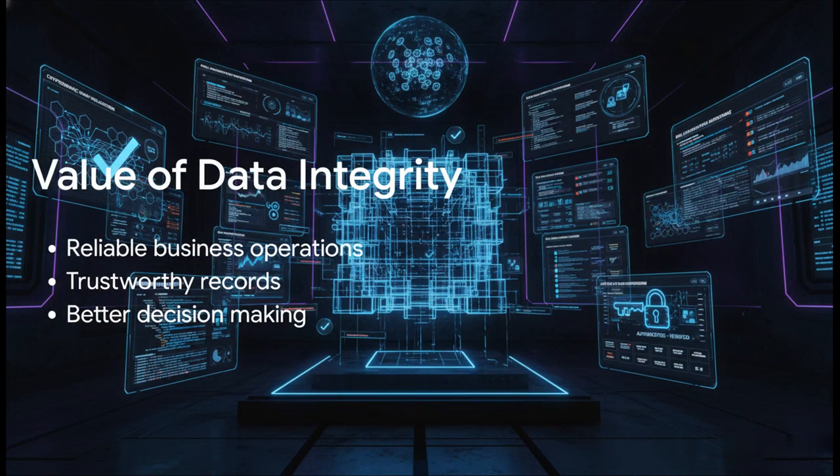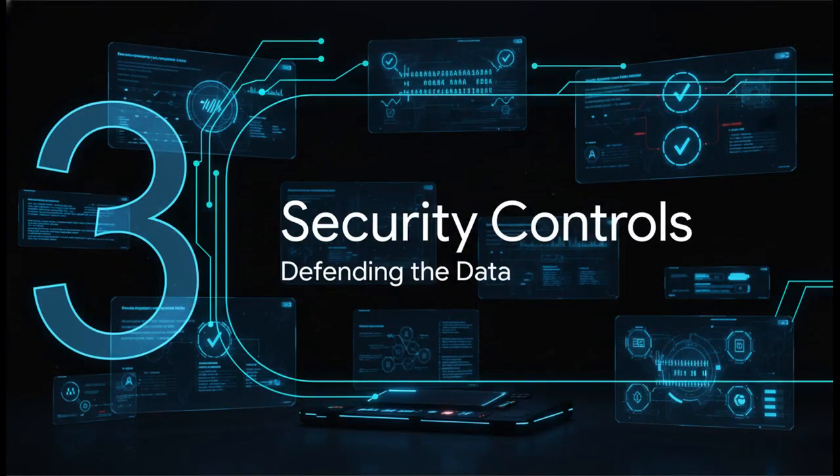Maintaining that integrity is absolutely crucial because it guarantees our high-stakes decisions are based on real, accurate data. It gives us reliable business operations, trustworthy records, and way better decision-making. It honestly turns security into this powerful foundation for business reliability, rather than just some annoying compliance checkbox. You simply cannot have quality, reliable outputs if you're working with corrupted inputs. It's as simple as that. So how do we actually pull this off?